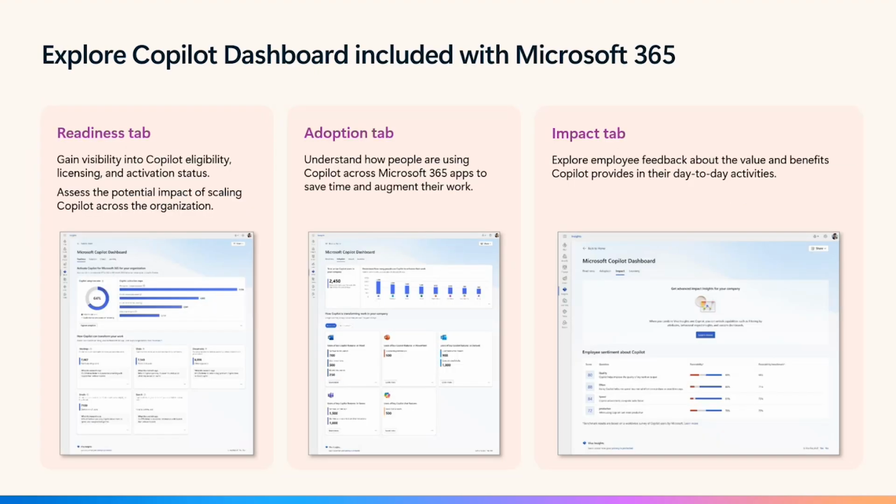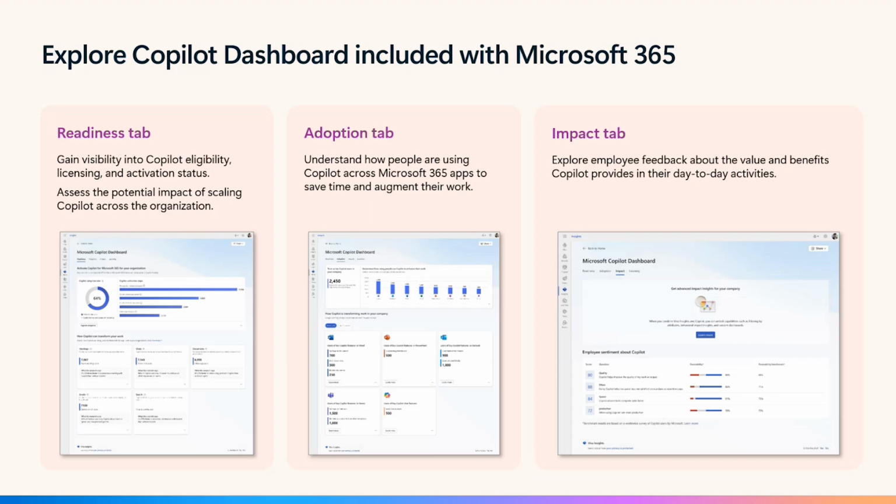Keep it in mind, you need 28 days for the Copilot dashboard to show the usage data. And this is just to give you an idea of what your client will see. He is able to check the gain visibility into Copilot eligibility, licensing, and activation status. The adoption tab shows how people are using Copilot across the different applications.